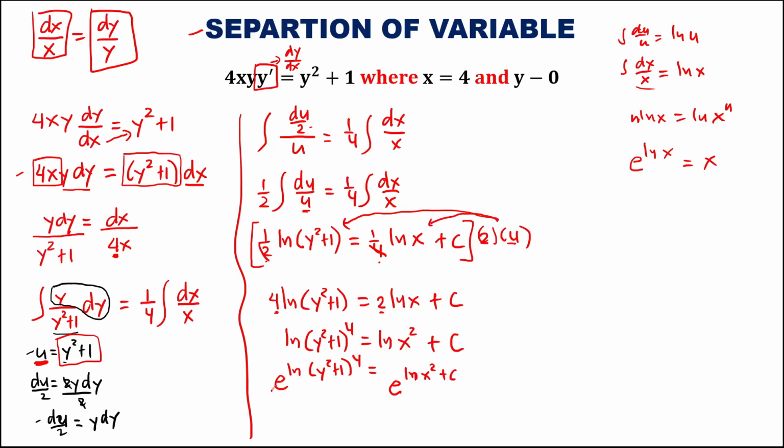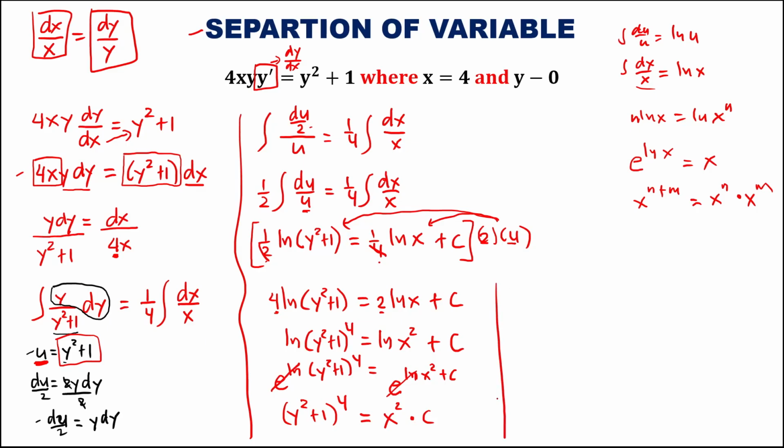Then cancel the e to the power ln. So we have (y² + 1)⁴ equals, and for this side we can also cancel the e to the power ln. So this becomes x² and this plus c. This becomes times c, because take note that x to the power n plus m is equal to x to the power n times x to the power m. So therefore, x² times c.